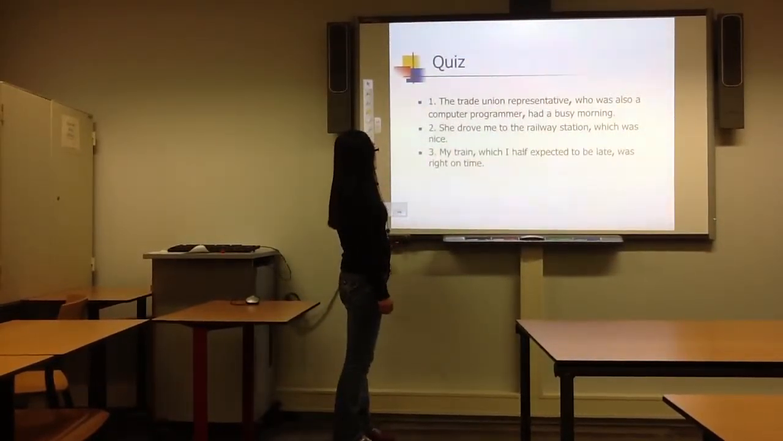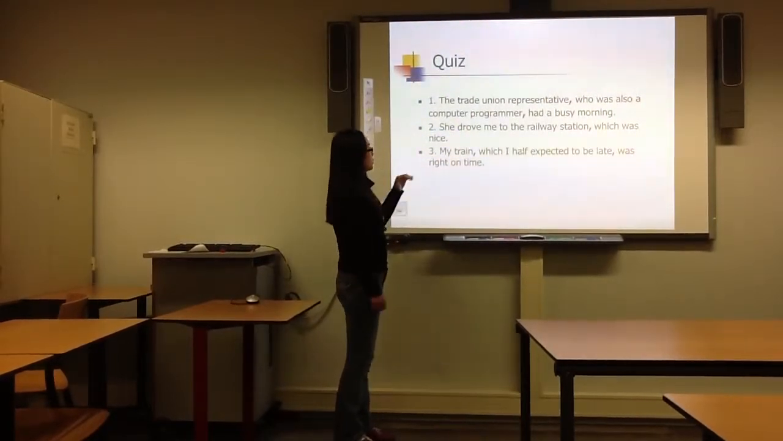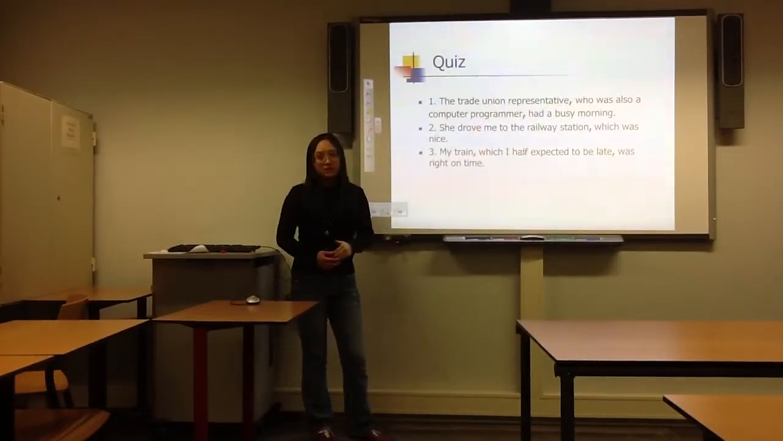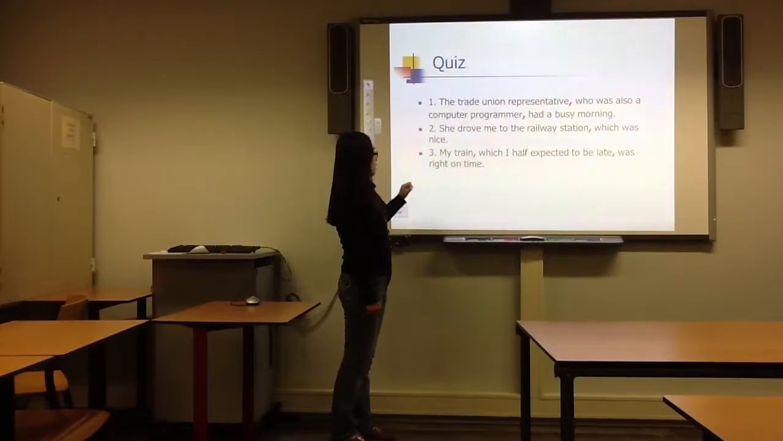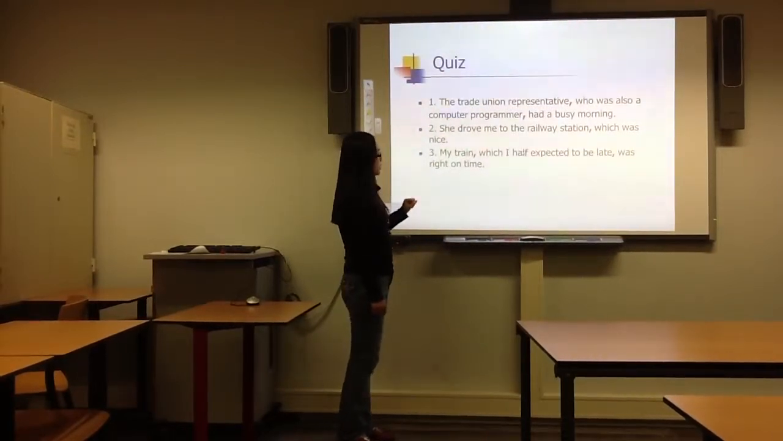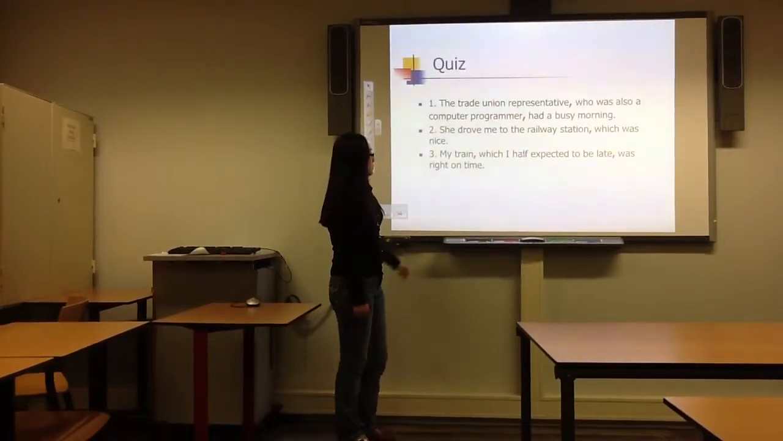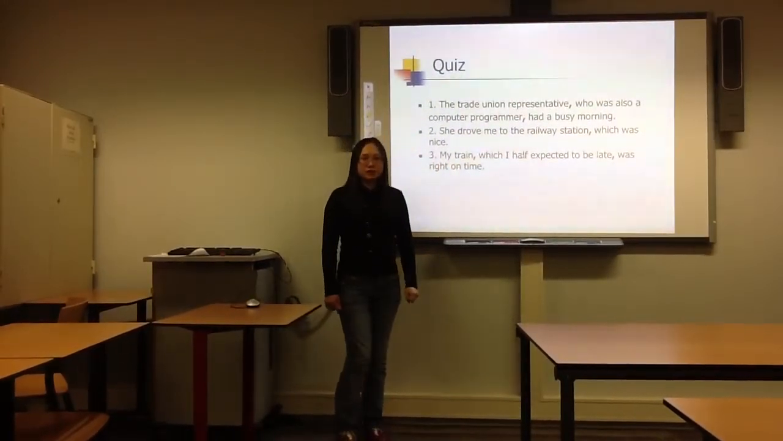This clause does not restrict the main clause. It just tells us more information about it. And also the third one: my train, comma, which I had expected to be late, comma, was right on time. So, which is used in non-restrictive relative clauses.